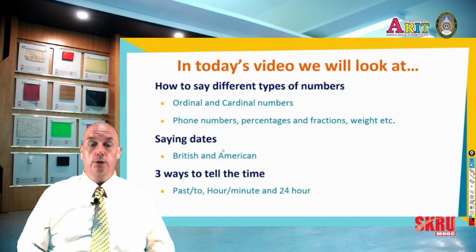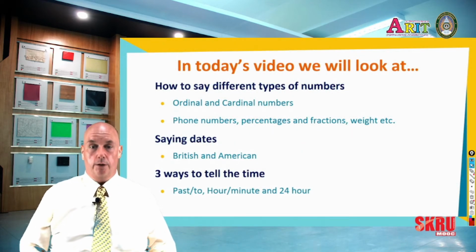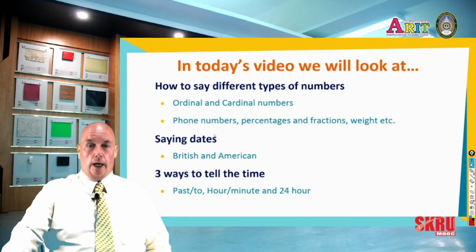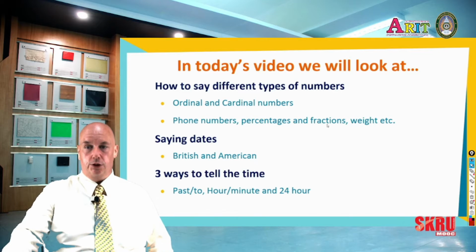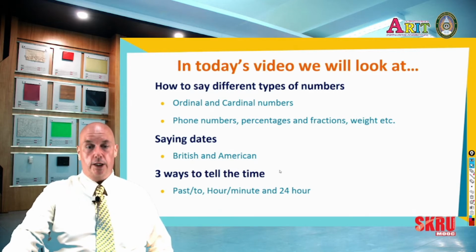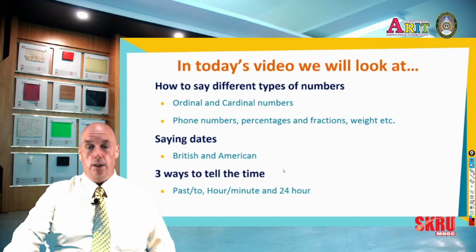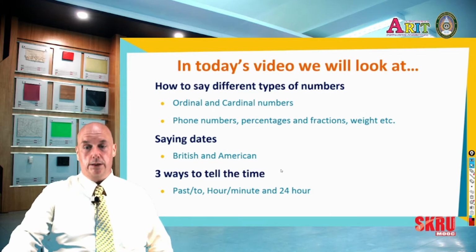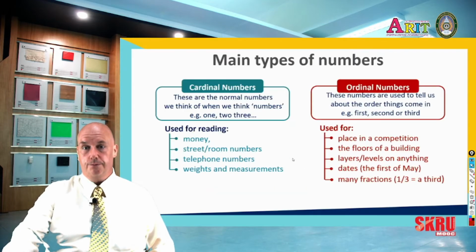In today's video we'll look at how to say different numbers, pronouncing both ordinal and cardinal numbers, the two main types we come across, and how we use them for phone numbers, percentages, fractions, etc. We'll look at how we say dates, both with the British and American formats, where we swap them, and the three main ways you may hear people telling you the time: past, to, with the hours and minutes, and using the 24-hour clock. Numbers are something we use all the time, and practicing them means it's something less you have to worry about when using English.